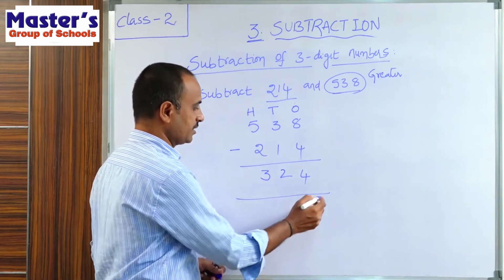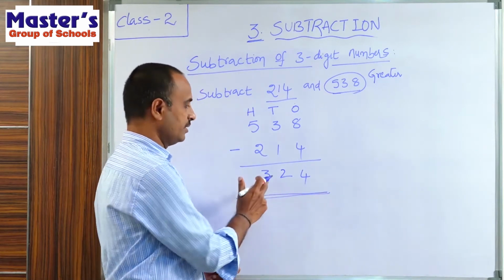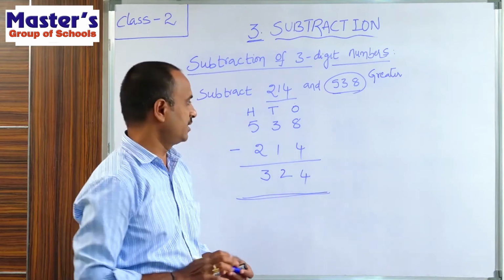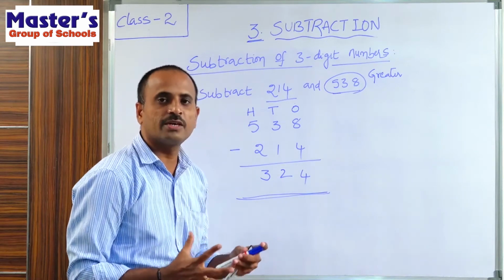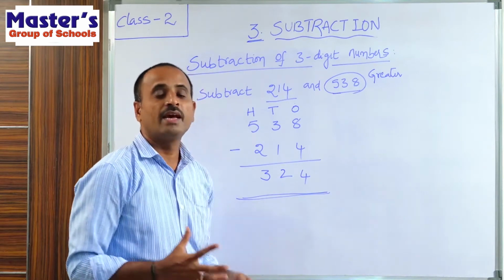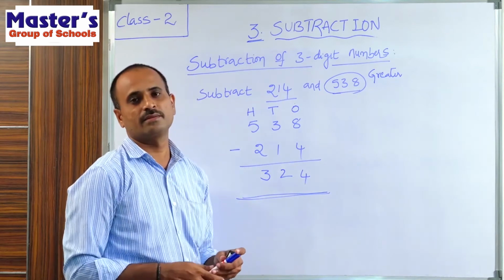So the difference is 324. This is the answer. So children, in this way we can do the subtraction of three-digit numbers in the same way as that of two-digit numbers.